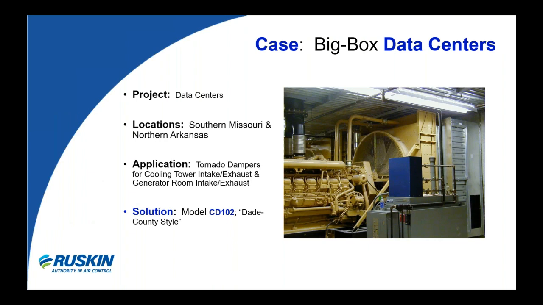All right, now let's take a look at an actual project which highlights a multi-blade control damper that was customized to meet the engineer's unique specs. Mechanical contractors came to Ruskin for support of this big box data center project in the Midwest, asking to provide air control solutions for their cooling tower intake and exhaust, as well as their generator room intake demands. The specs and the drawings of the project drove our application engineers to propose use of the modified CD102 industrial control damper, which we just reviewed a few slides back.